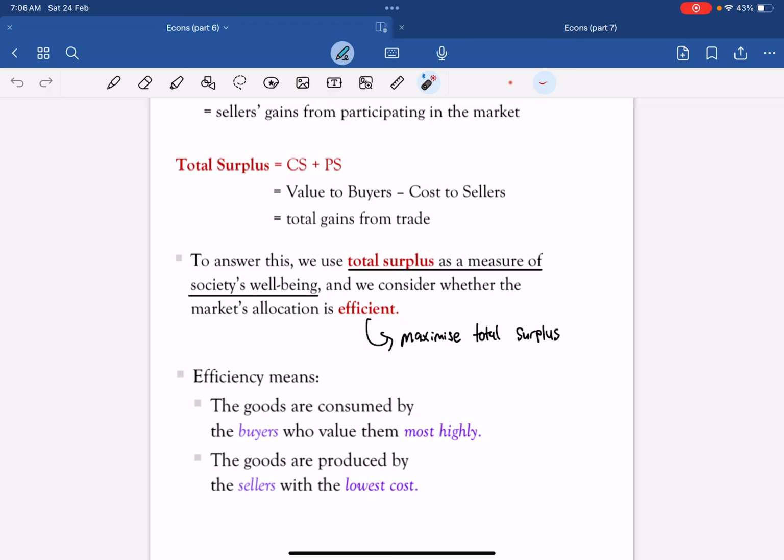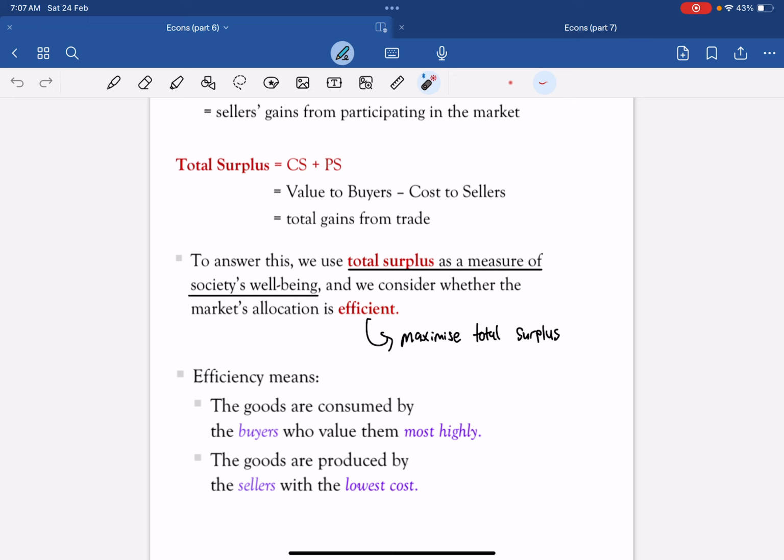So in essence, we say that this total surplus is the measure of our society's well-being, and we can consider whether the market allocation is efficient based on this measurement of total surplus. So what does it mean to be efficient? It means it maximizes this total surplus.